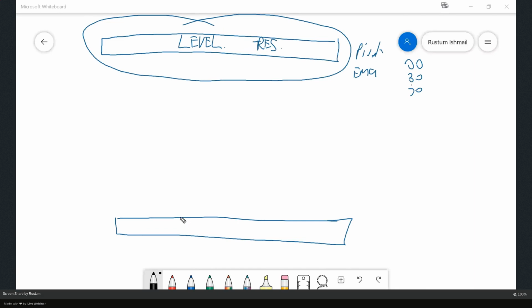This is exactly the same thing. What we're looking for here is confluence. Is this a real level or not? Is this level going to be respected or not? And the better your chances of having this level respected is going to be the more confluence you have here, the better the chances of this level actually being respected again.